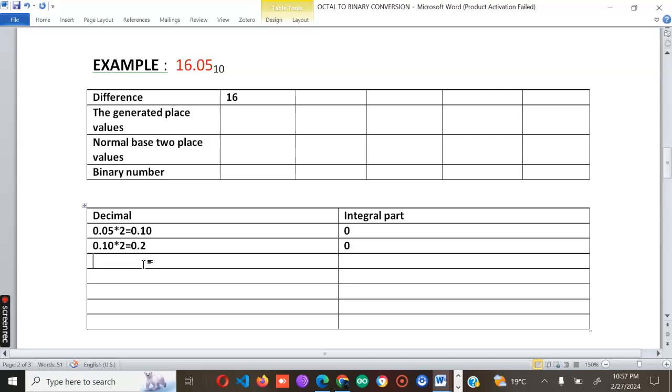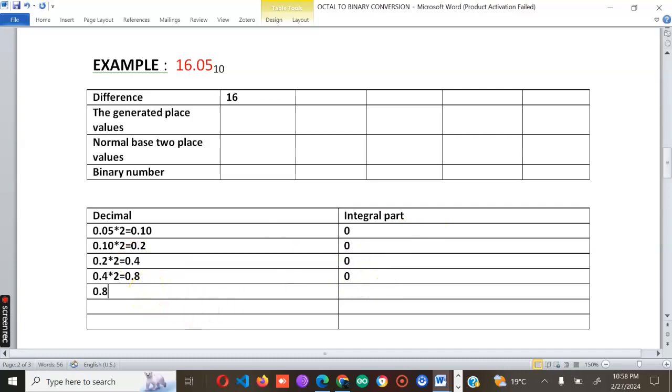Then the next part, we have 0.2 multiplying by 2. Remember, we are multiplying everything by 2, which is giving us a 0.4, and this is also 0. Then next part we have 0.4 multiplying by 2, which is 0.8, which is 0.